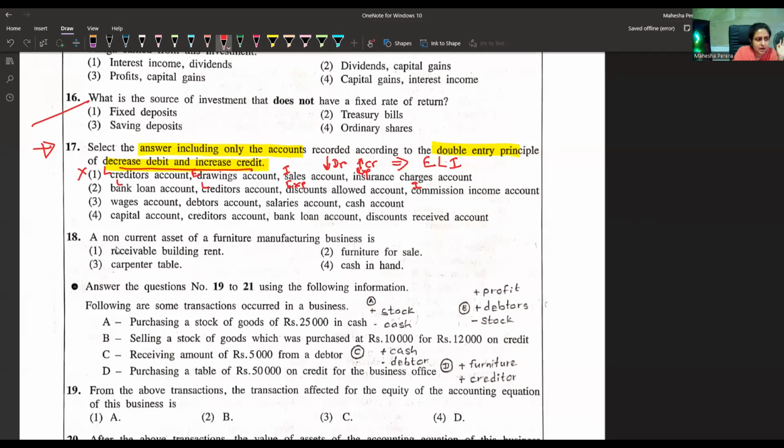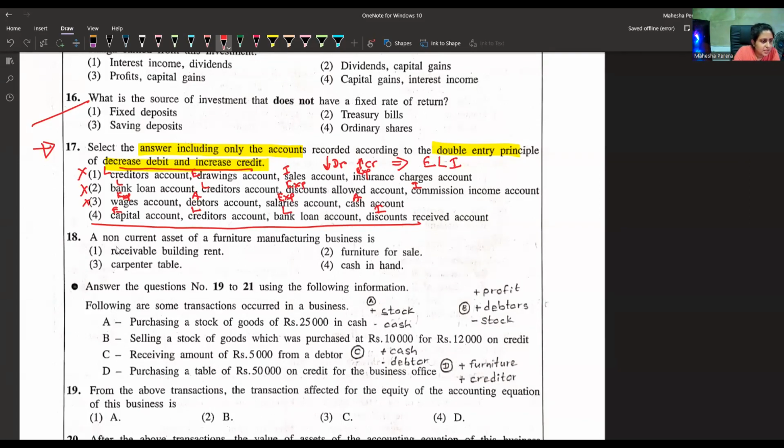Then the second one is also out because of what? Because of discount allowed. Wages is an expense. Therefore the third one is out. Right? Debtors are assets. Expenses, sorry, salaries expense. Cash, asset. Right? Fourth should be the answer. Let's check and see. Capital, equity. Liabilities, creditors. Bank loan is a liability. Discount received means an income. Fourth is our answer. It's a good question.